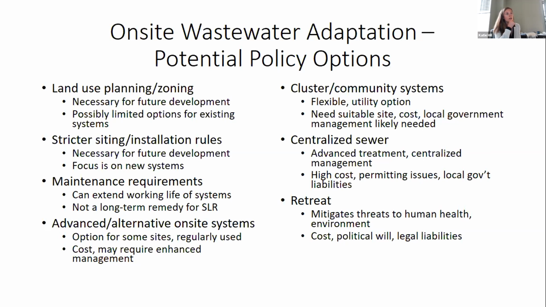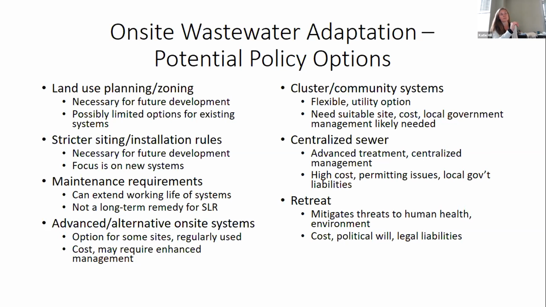The next type of potential policy option that could be utilized would be stricter siting and installation rules. I should have design on here as well. So Jane just mentioned some of these installers are pushing for, say, bigger tank sizes or curtain drains or these types of design changes. That would be another rule change or management change that could fall under this category.